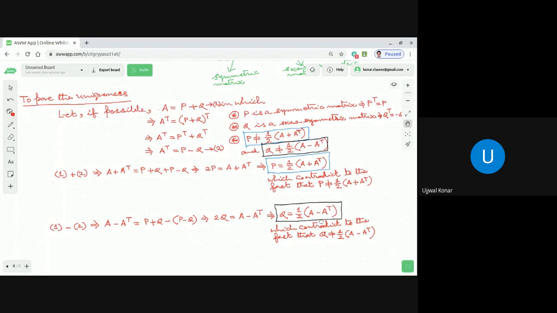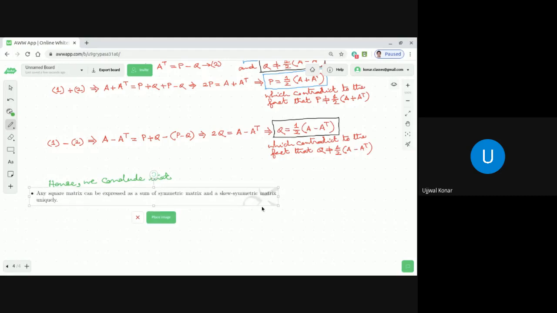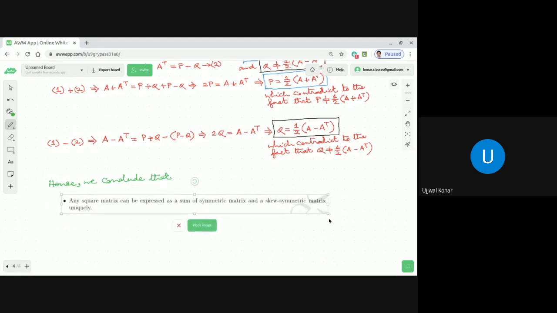Hence we conclude that, I can use a different color. What can we conclude? We can conclude whatever I wrote earlier. Any square matrix can be expressed as a sum of a symmetric and skew-symmetric matrix uniquely. That we are able to establish, dear students.